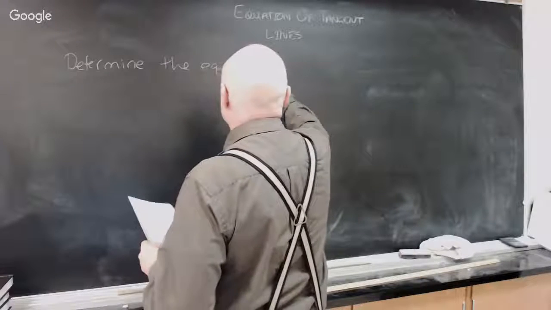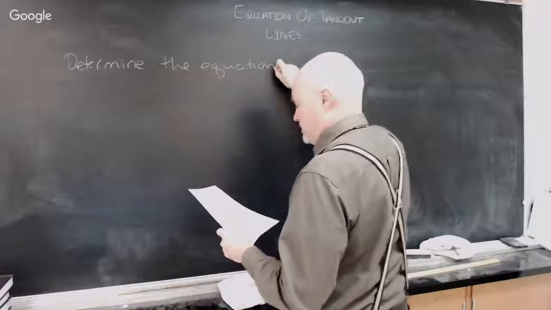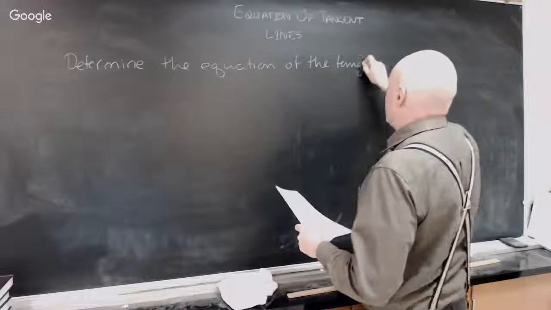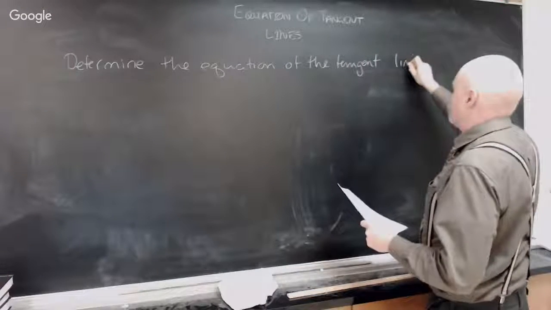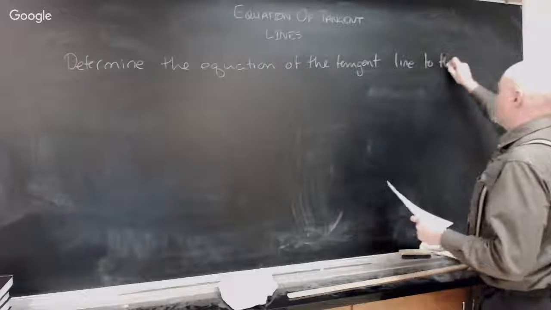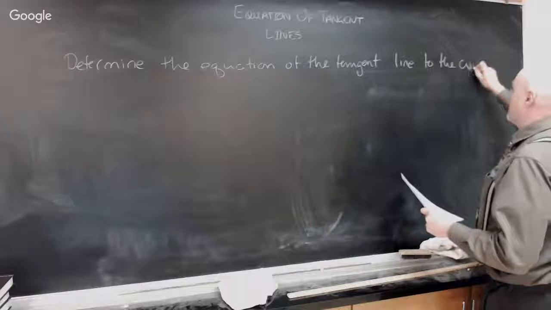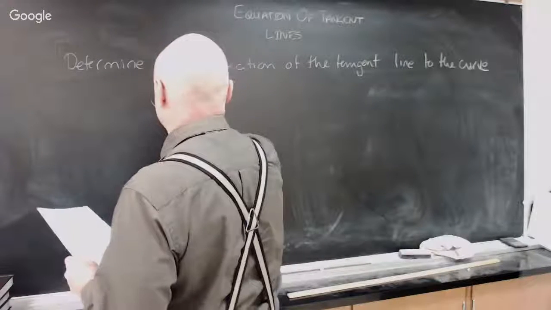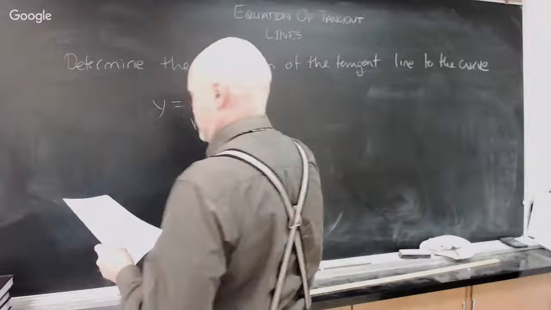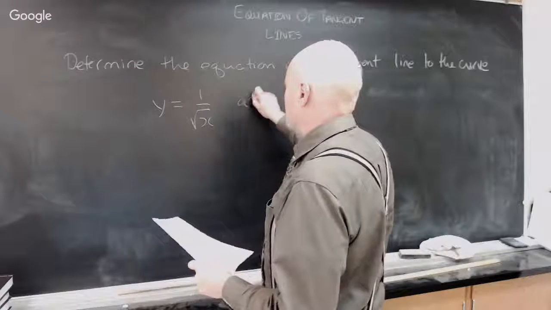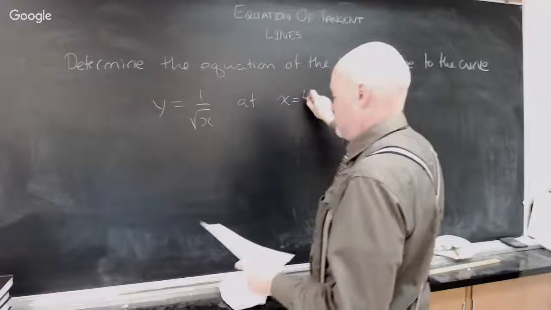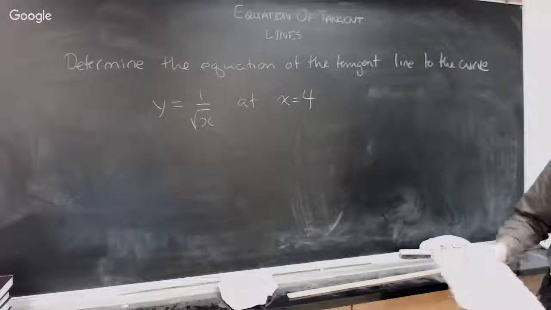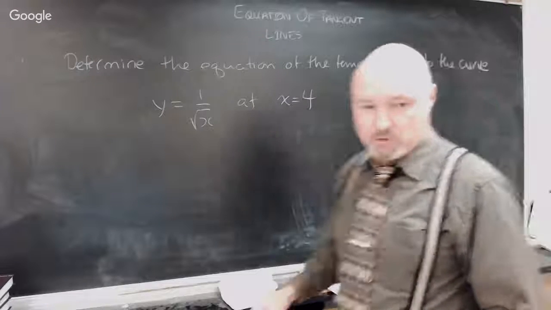We'll start out: determine the equation of the tangent line to the curve y equals 1 over the square root of x, at x equals 4. And it says to put it in both standard and y equals mx plus b form.